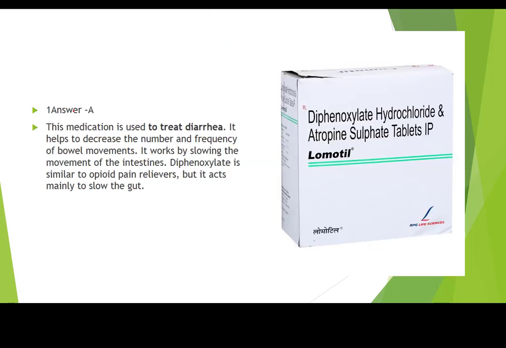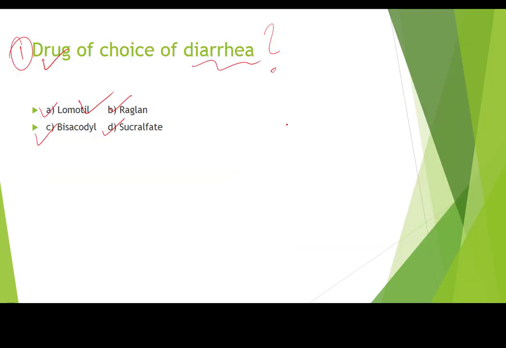Lomotil is the medication which is used to treat diarrhea. It helps to decrease the frequency of bowel movements. It works by slowing the movement of the intestines. It is similar to opioid pain relief, but it acts mainly to slow the gut. So this is the medication used for diarrhea.